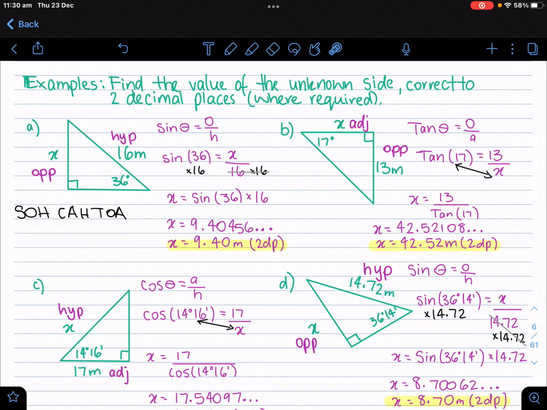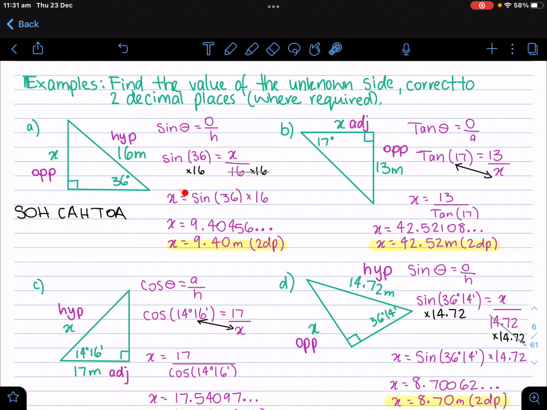Once I've substituted in, I get sine 36 equals x over 16. And the last step is to use equations to get the pronumeral, or the unknown, by itself. Well, here I have x divided by 16. So using equations, the opposite of divided by 16 is times 16 on both sides. When I multiply 16 on both sides, this cancels out here, and I'm left with x by itself. So x equals sine 36 times 16.